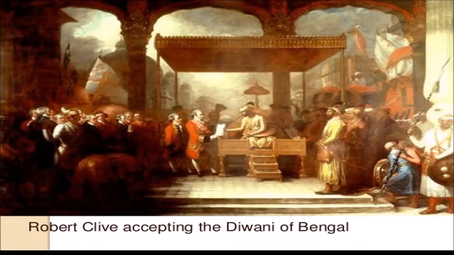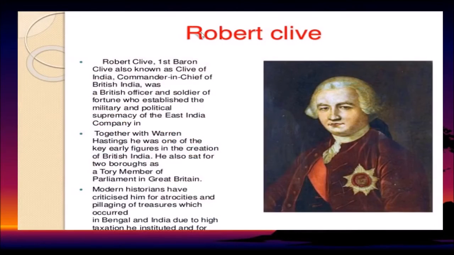Let us look into Robert Clive. Robert Clive, first Baron Clive, also known as Clive of India, Commander in Chief of British India, was a British officer and soldier of fortune who established the military and political supremacy of the East India Company. Together with Warren Hastings, he was one of the key early figures in the creation of British India. He also sat for two boroughs as a Tory member of Parliament in Great Britain.